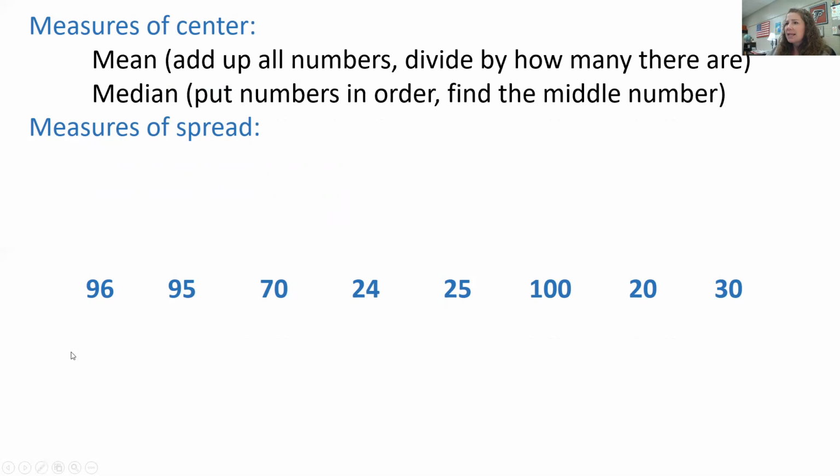So I have a data set down here, and we're going to find the mean and the median of this data set. So I have 1, 2, 3, 4, 5, 6, 7, 8 numbers. So I'm going to grab my calculator.